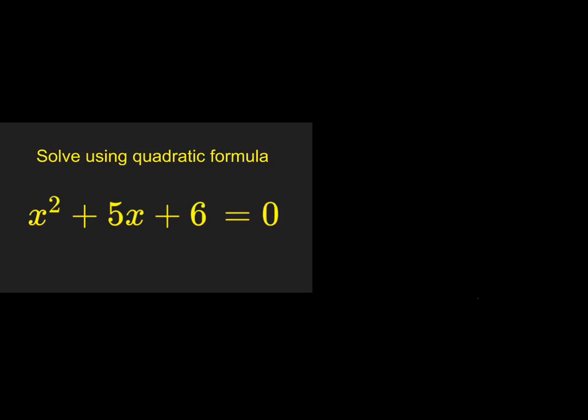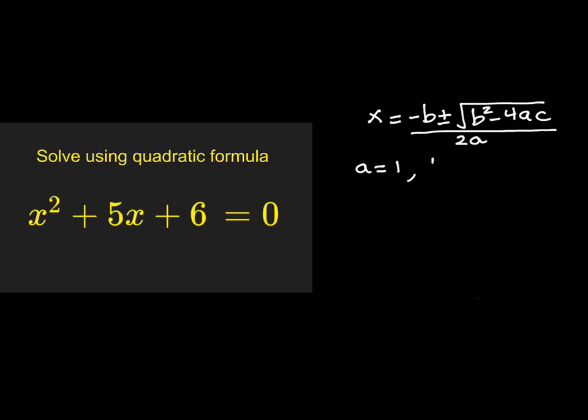Solve using the quadratic formula. The equation is x squared plus 5x plus 6 equals 0, which is a quadratic equation. To solve a quadratic equation, we can use the quadratic formula, which is negative b plus or minus the square root of b squared minus 4ac, over 2a. The a here is the coefficient of the x squared, b is the coefficient of x, and c is the constant term.